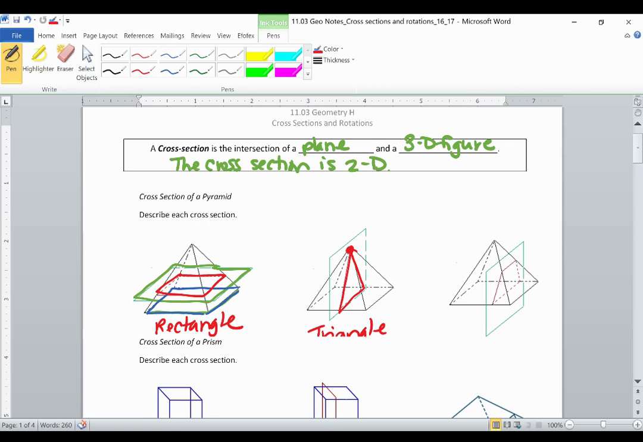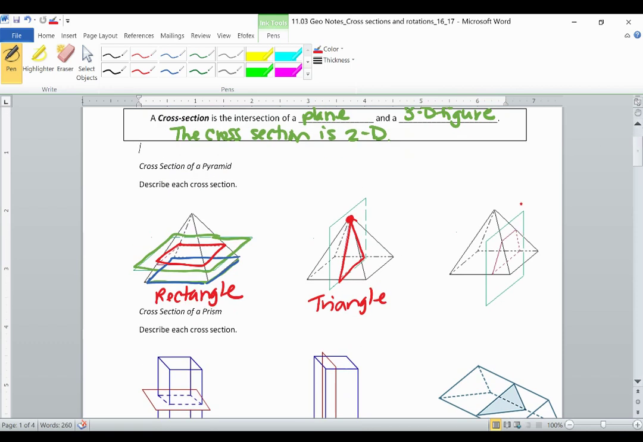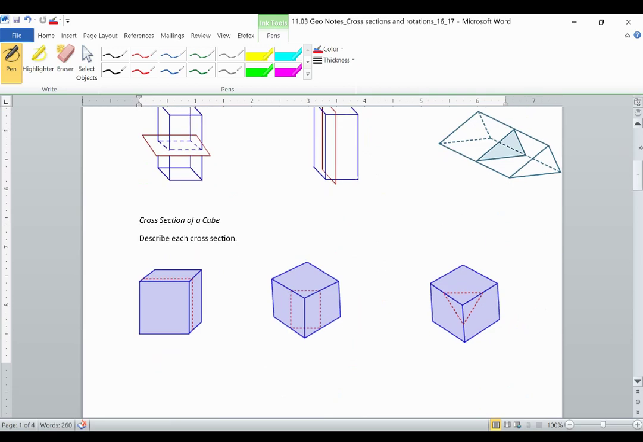And then this one, kind of interesting, we are not passing through the apex. We're going perpendicular to the base, but we're slicing off a part after the apex. So that's going to create there a trapezoid. And you can kind of see in red what shape you've made there. But unfortunately, you're not always going to see that.